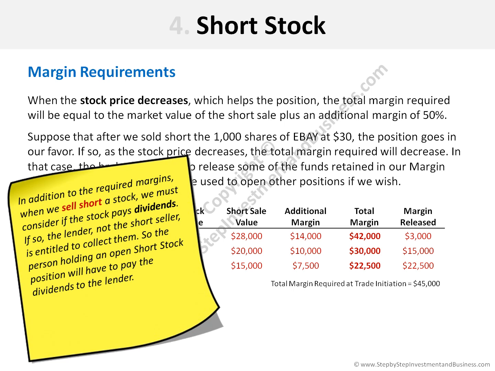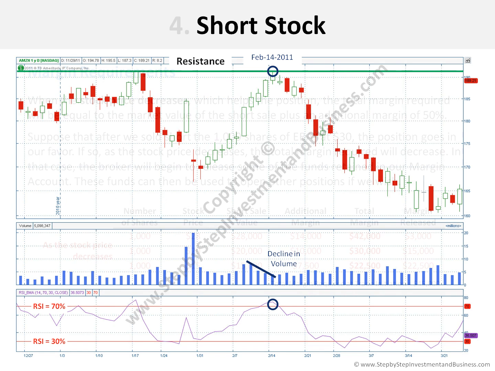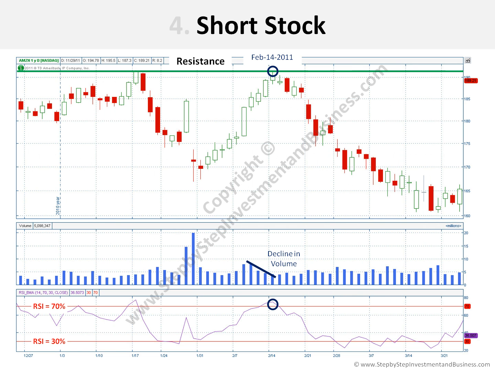In addition to the required margins, when we sell short a stock, we must consider if the stock pays dividends. If so, the lender, not the short seller, is entitled to collect them. So the person holding an open short stock position will have to pay the dividends to the lender. Let's see an example of how this strategy works.